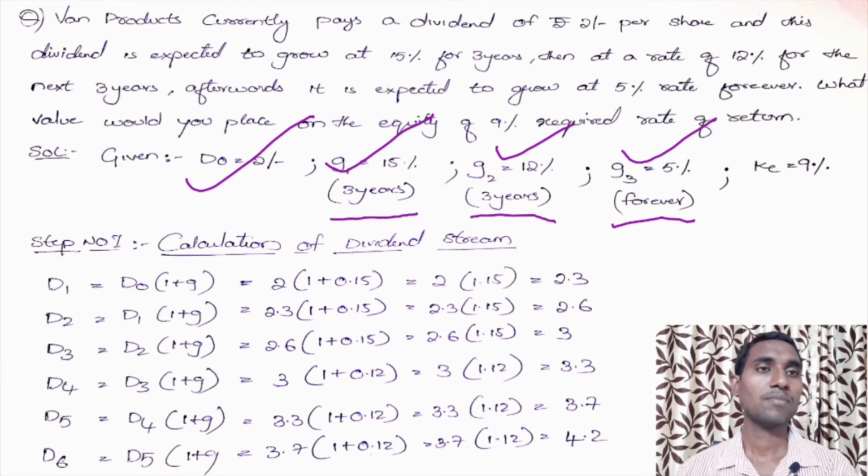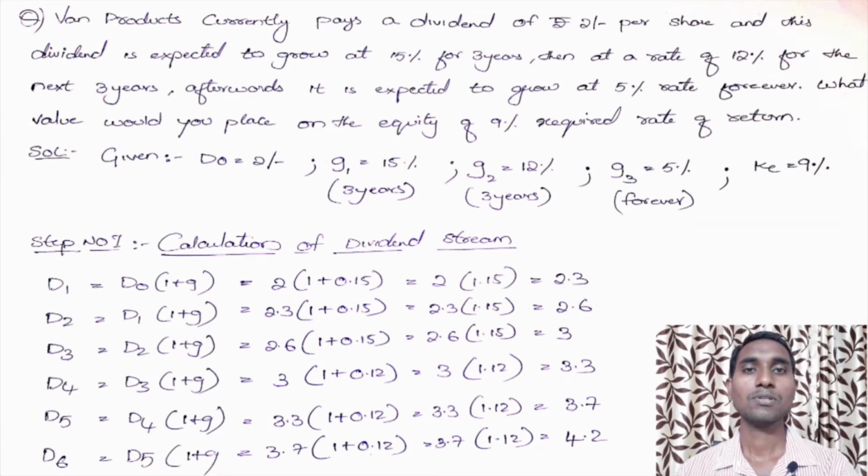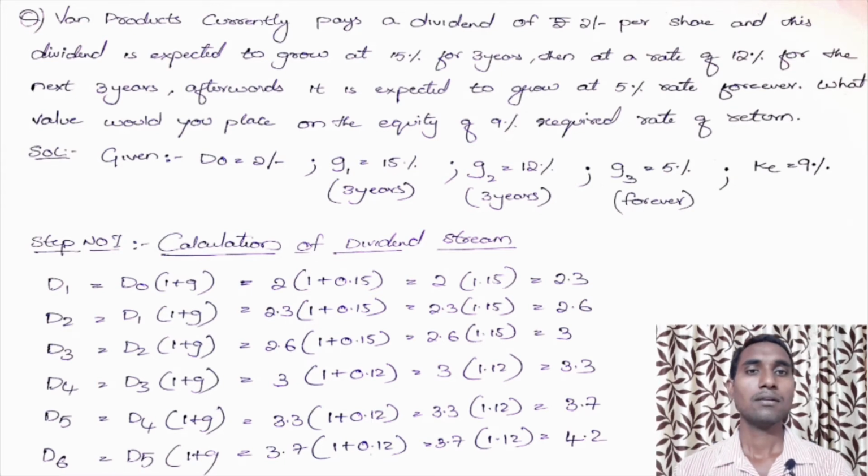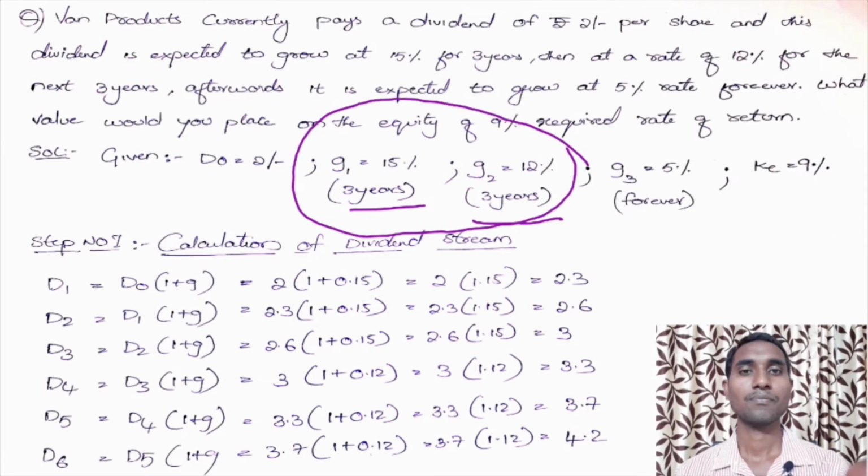And we have been given the Ke. This is to look into the table values. So let us proceed to solve the problem. As I said, it is similar to how we solve the two growth rate model, but the only difference is we have three growth rates here. So the first step differs when we have three growth rates. Here G1 is for 3 years and G2 is for 3 years, so combined we have 6 years.